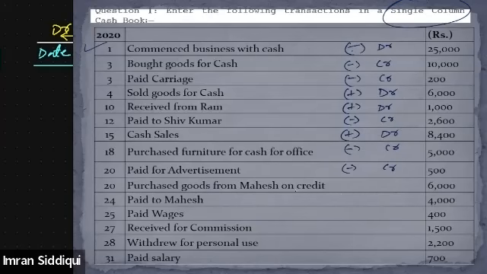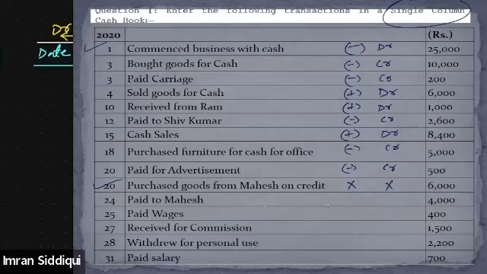Purchase goods from Mahesh on credit. Tell me on which side of the cash book we need to record this? We won't record this, correct? Why not? Because it's a credit purchase. Correct, perfect, very good. Because that is a credit transaction, we won't be showing it in the cash book.